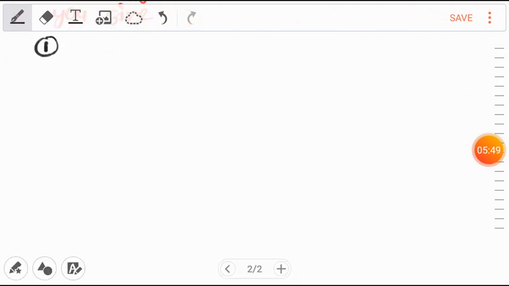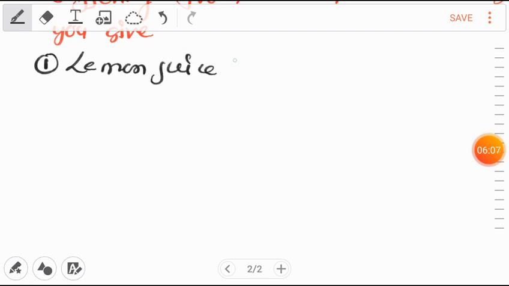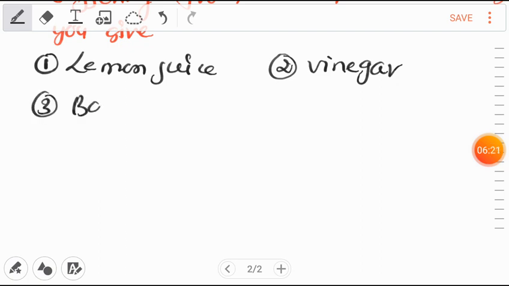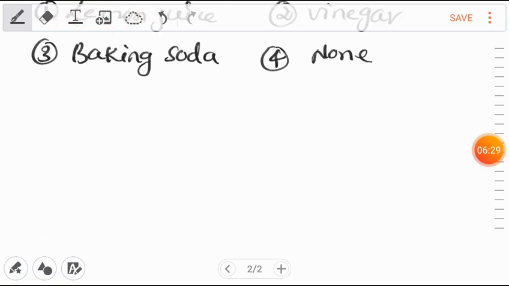First option is lemon juice. That means if someone in your family is suffering with gastric trouble, what suggestion will you give? To drink lemon juice, or second one vinegar, and third one baking soda, and fourth one none. So what is the answer?